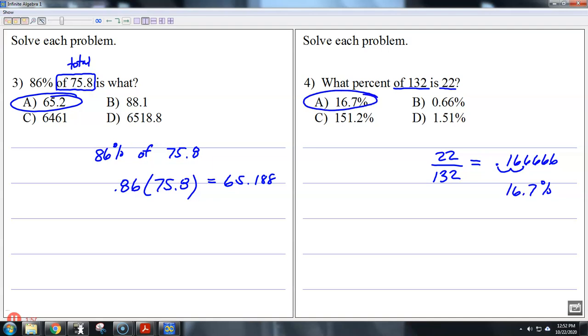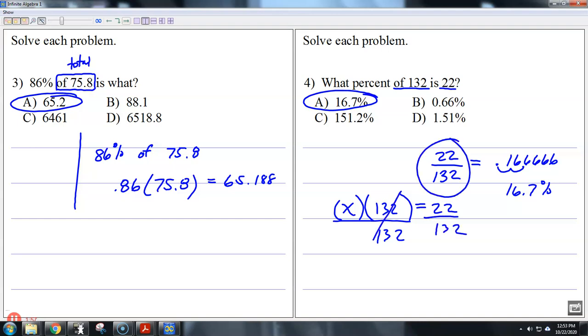Now, if you like the equation, if you kind of want to run it like how we did over here, you could say, well, what percent times 132 is 22? We know the answer. Well, you're going to see that you're just going to divide both sides by 132, and it just ends up being the shortcut there. So when you know the two numbers and you just want to find what percent one is of another, then that's how you do it.